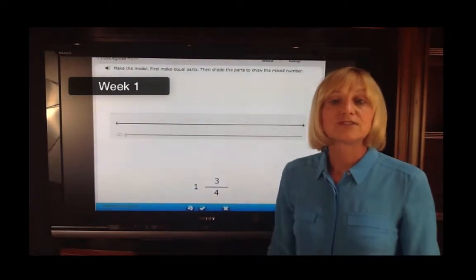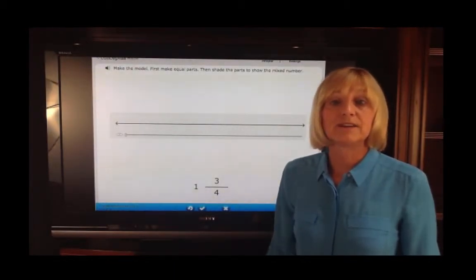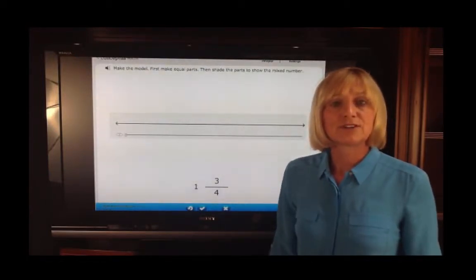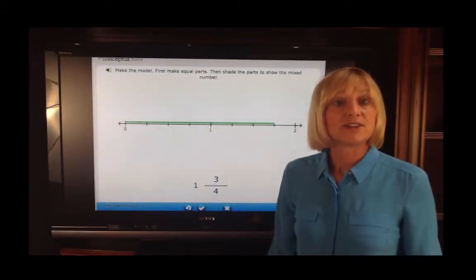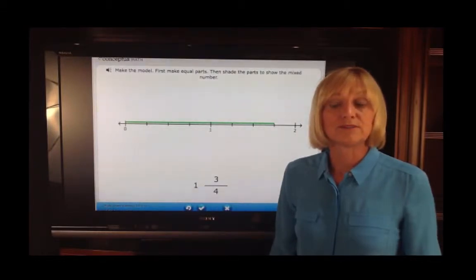They learn that fractions greater than or equal to 1 can be written as a mixed number, compared, and those numbers can be placed on a number line. They begin by building a fraction model, in this case 1 3/4. Students divide the model into equal parts. They shade enough parts to show 1 3/4.